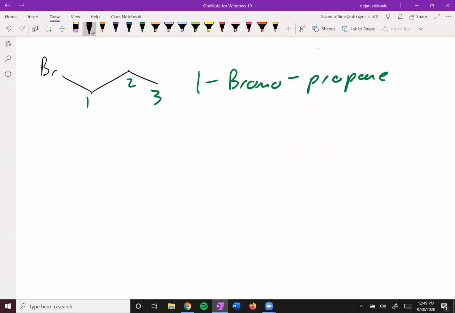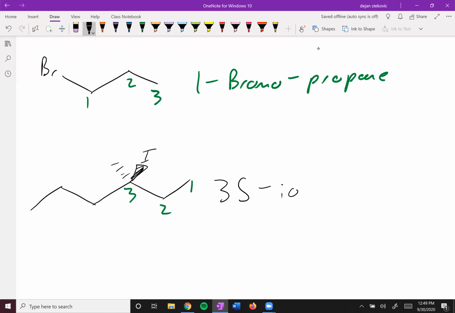Of course, we could also introduce some stereocenters. In which case, this molecule right here would be 3S. Right? Remember to count with the smallest number. So 1, 2, 3. And that iodine is S. So 3S-iodohexane. My bad, I meant to make that an H.